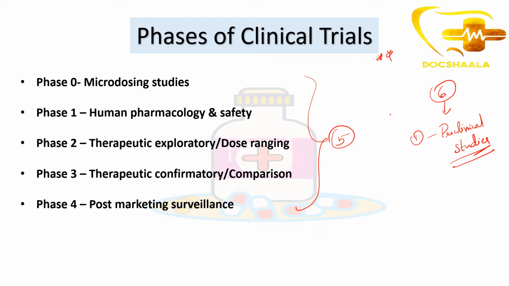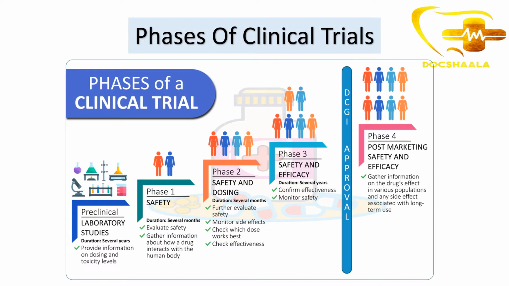Phase 0 is microdosing studies. Phase 1 is human pharmacology and safety. Phase 2 is therapeutic exploratory or dose ranging. Phase 3 is therapeutic confirmatory or comparison. Phase 4 is post-marketing surveillance. As we have seen what preclinical studies are, we'll see all these 5 phases in the next slides so that we can have full knowledge of what every stage determines. This is just a gist of what we are going to study further.